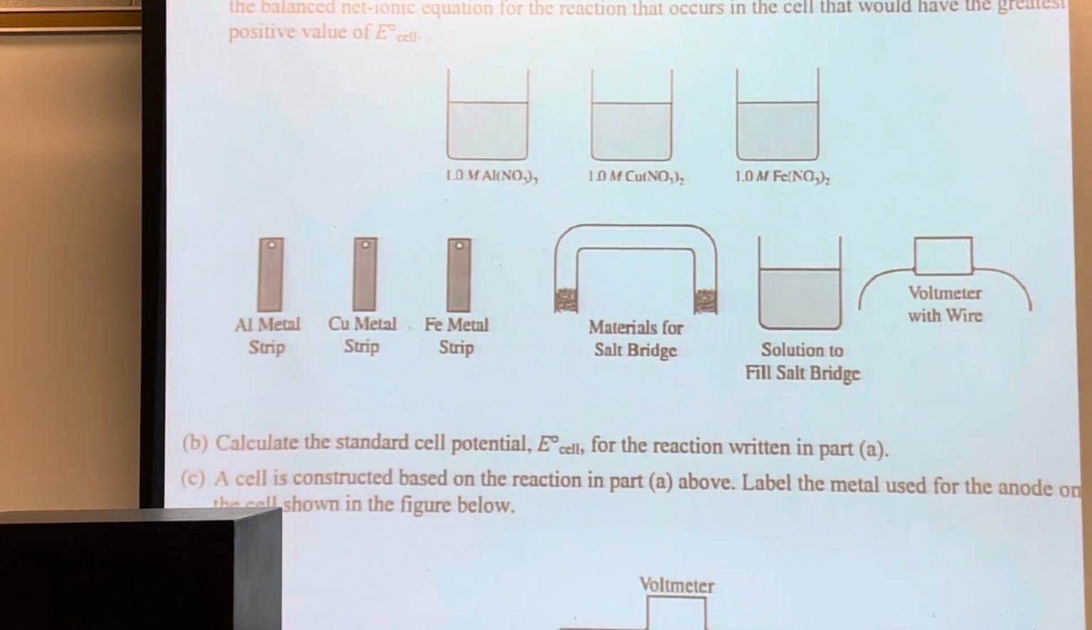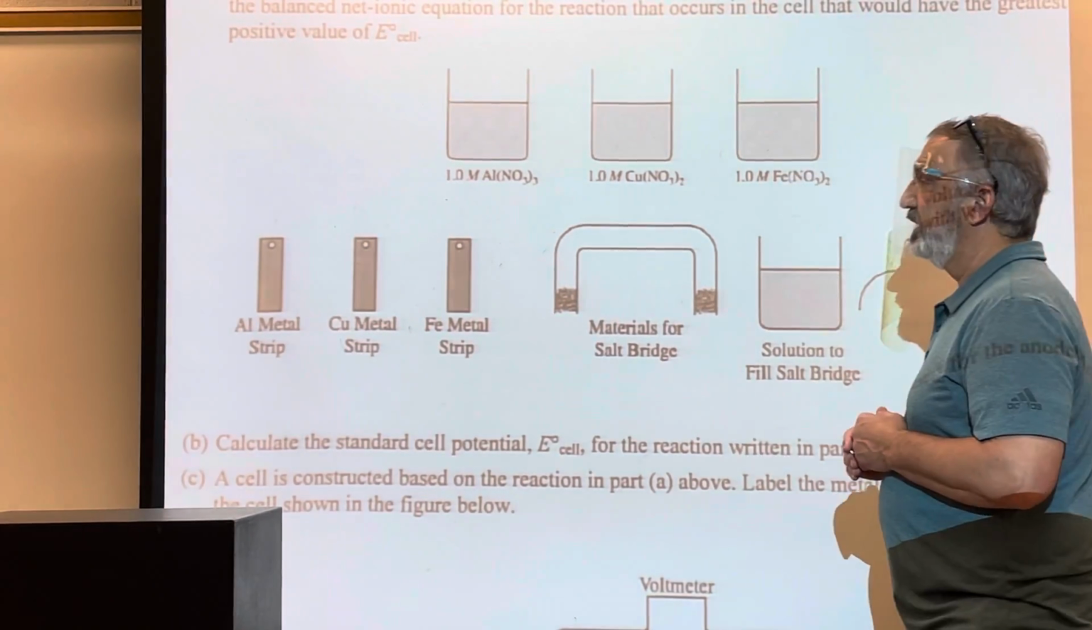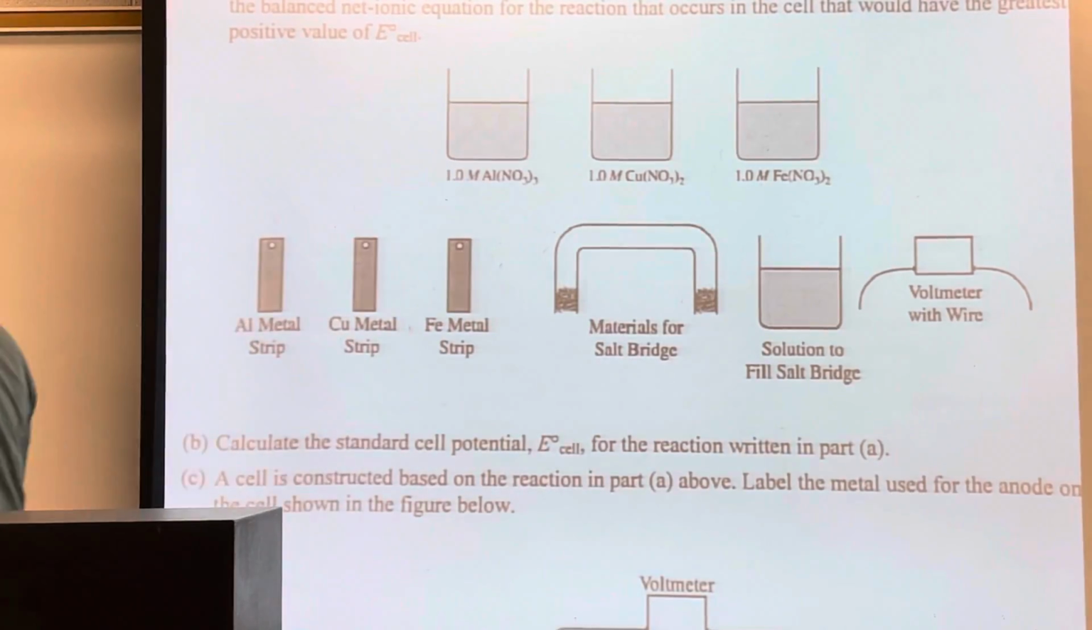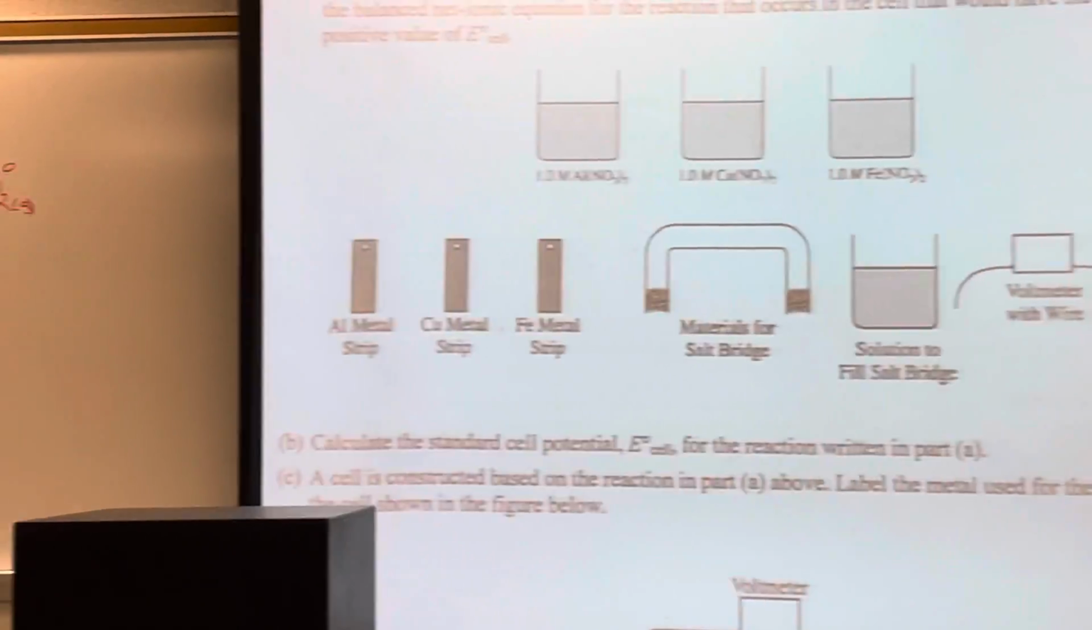Several different cells are constructed. Write the balanced net equation where the reaction occurs that gives the greatest positive E cell. How do you know which one? What do we look for? The highest one and the lowest one. Which one was the highest one? Which one was the lowest one? Copper was the highest. Okay, so what was the balanced equation then for that?